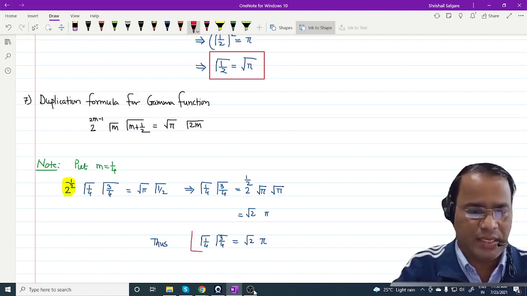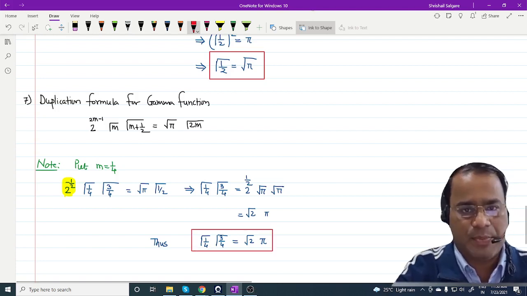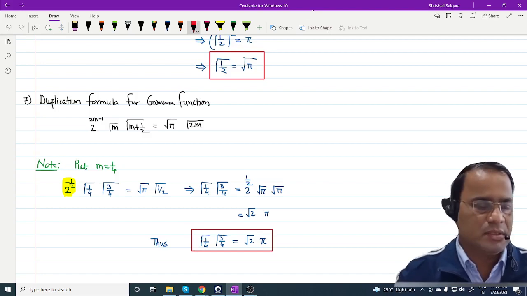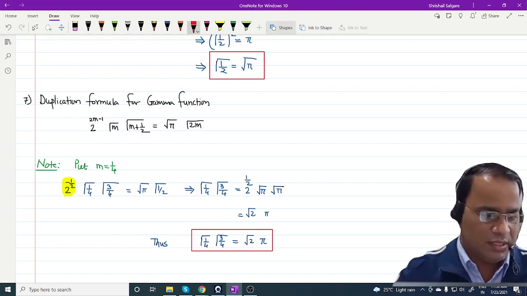Okay, so that is next. You can consider this also as a property. While solving numericals, if such an evaluation appears, you have to replace it. So this is all about the properties.